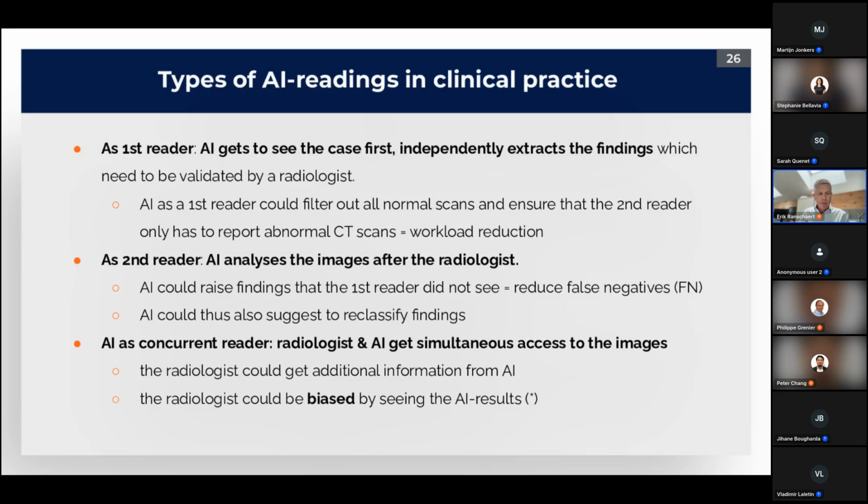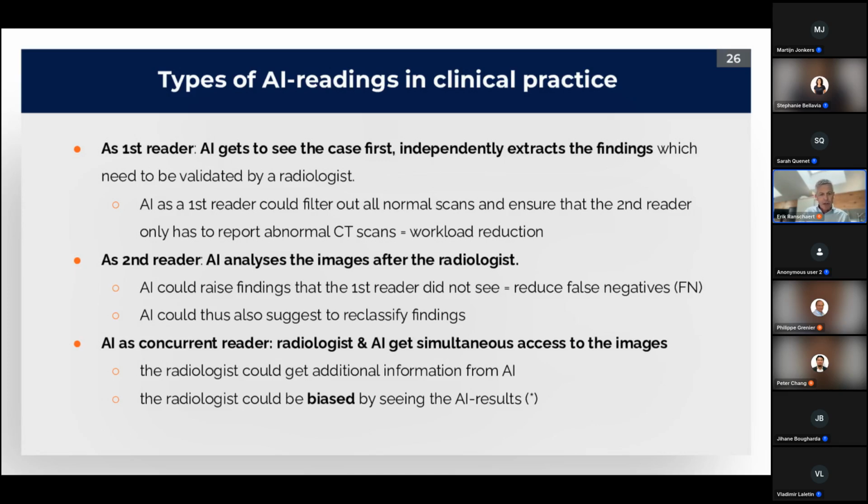AI can also be used as a second reader, which means that the AI analyzes the images after the radiologist. In this setting, AI could raise findings that the first reader didn't see. This way, we could reduce false negatives. And AI could also suggest reclassifying findings. For example, if a radiologist classified something as benign, the AI could say, maybe you should look at it again.